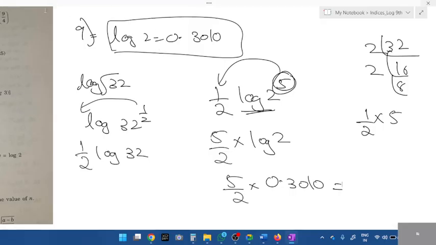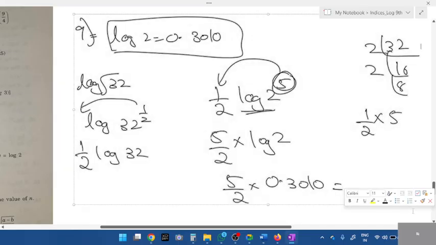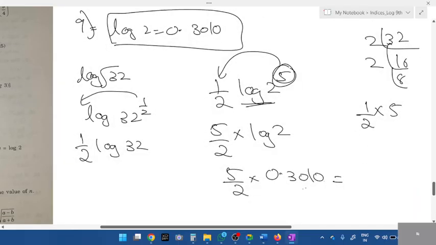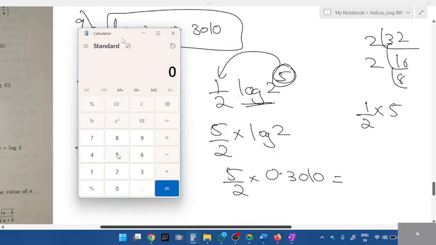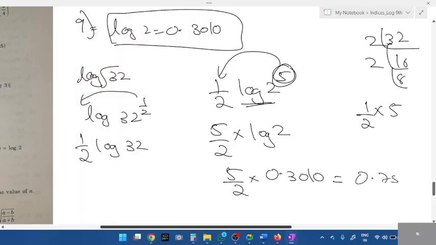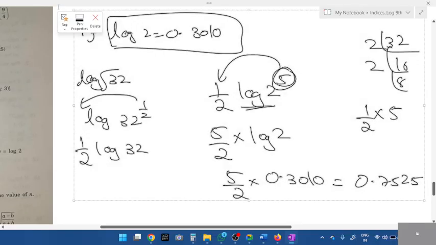So try doing it, students. Don't refer to your notes. What's the answer for this? You all calculate. I have written the values. This would take some time. Multiply 5 into 0.3010. Correct. 0.7525 is the answer.